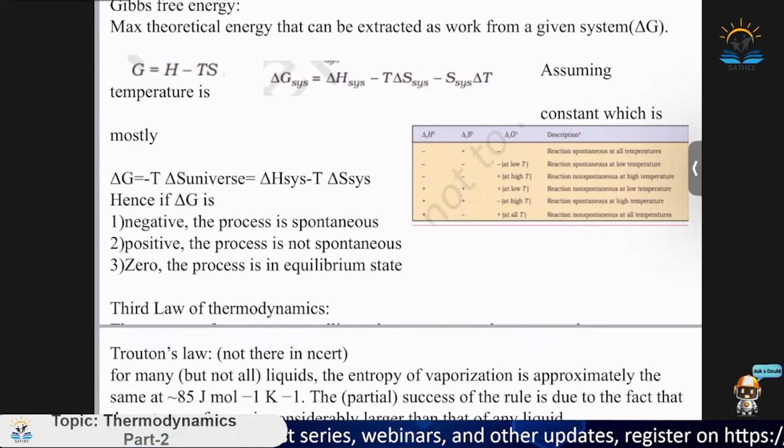Another formula for this: delta G is minus T delta S universe. So now if delta S universe is positive, you say the process is spontaneous, that is, delta G is negative. So if delta G is negative, the process is spontaneous. If it's positive, non-spontaneous. If zero, the process is in equilibrium state.